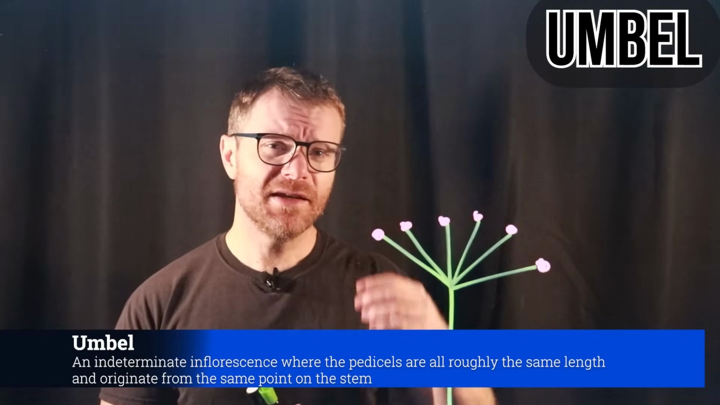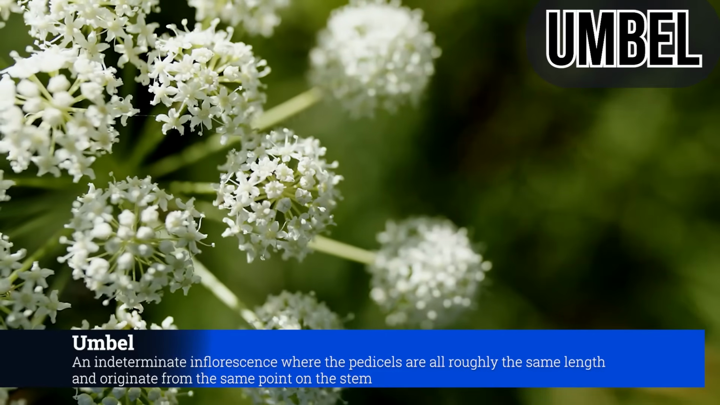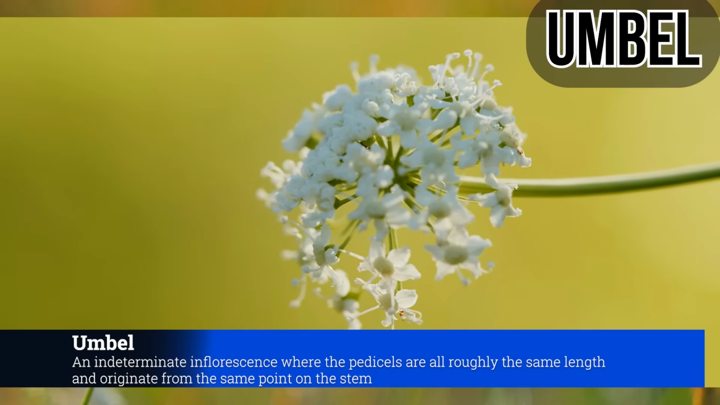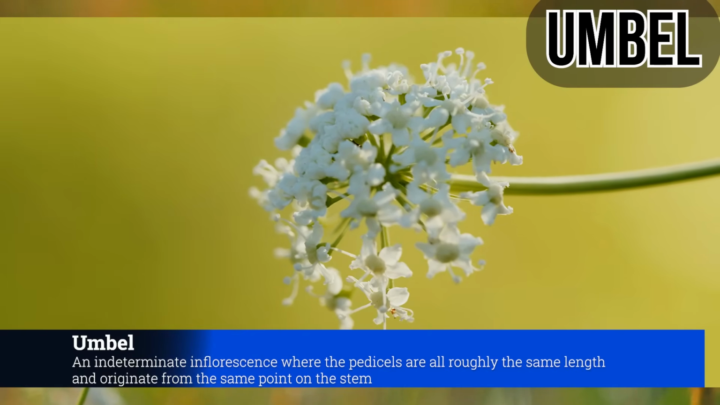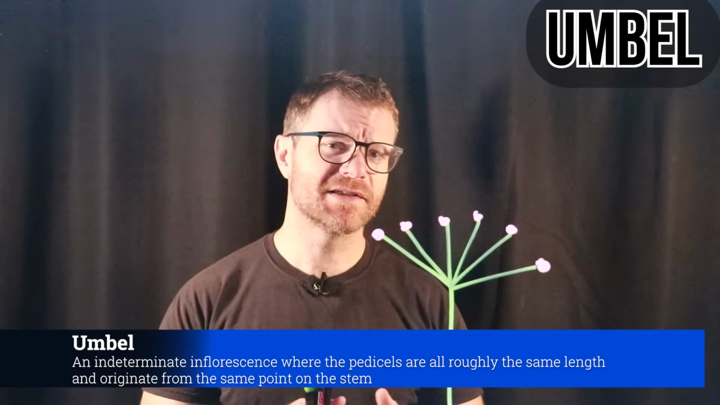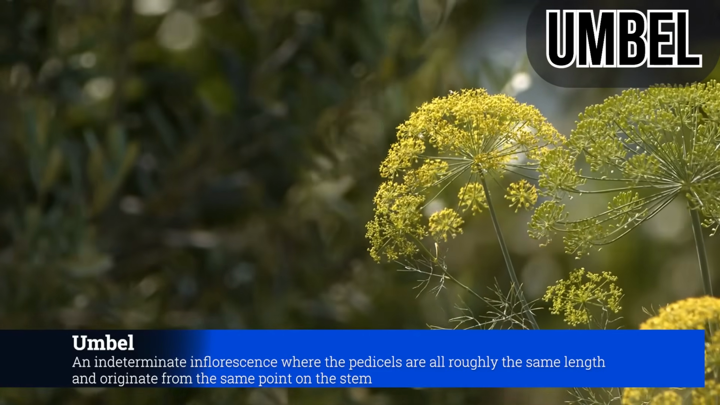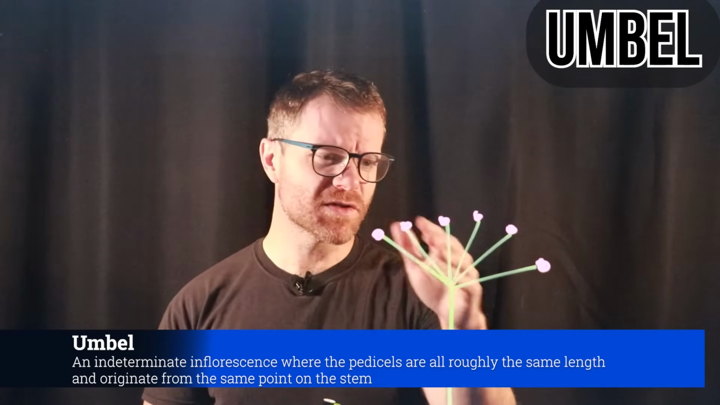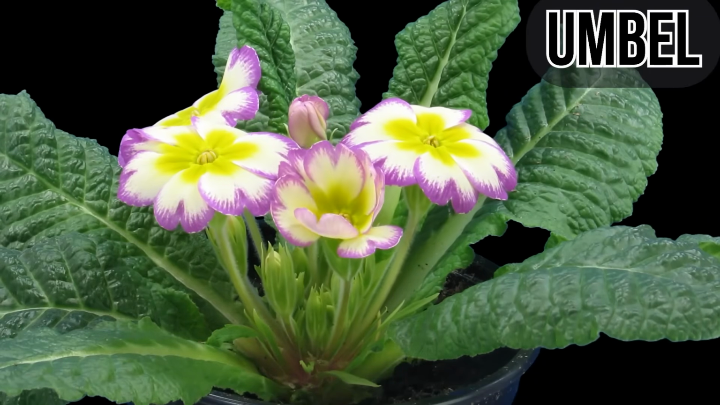In Apiaceae, like carrot flowers and Queen Anne's lace, cilantro and stuff, you get these more complex umbels of umbels. We'll talk about compound inflorescences later. But umbels are very cool looking. They're pretty easy to recognize.